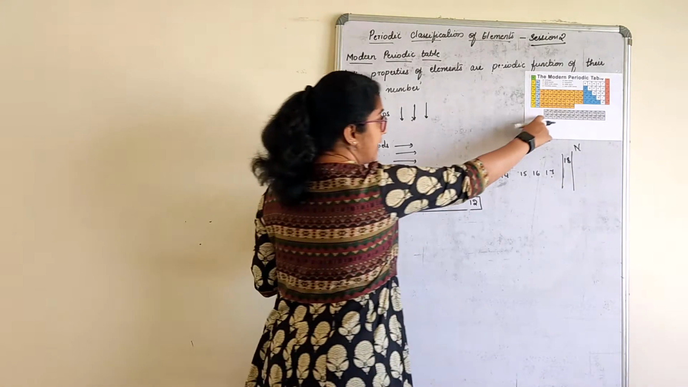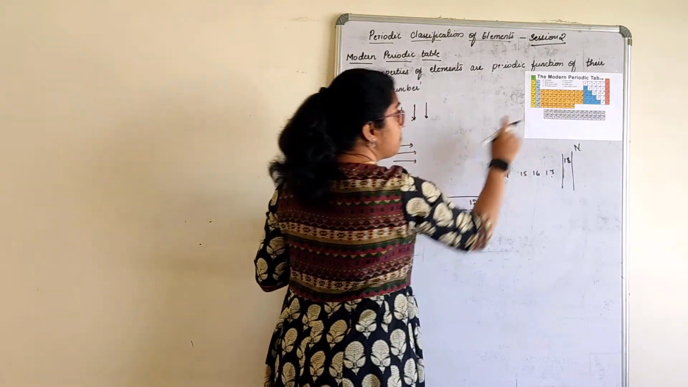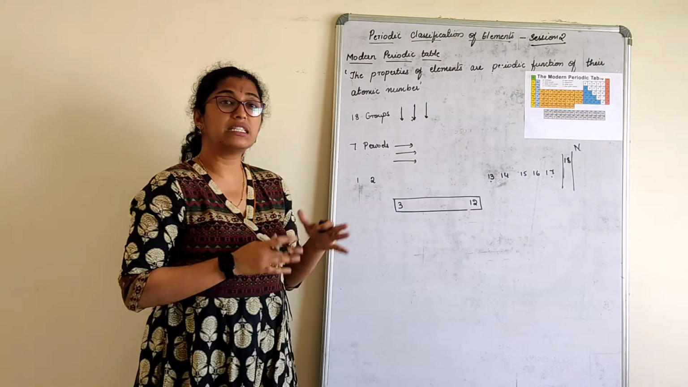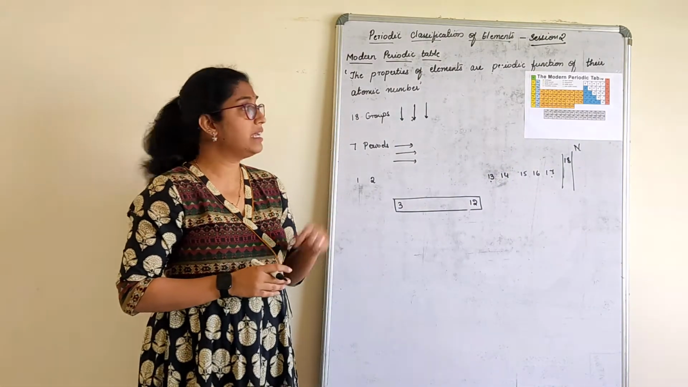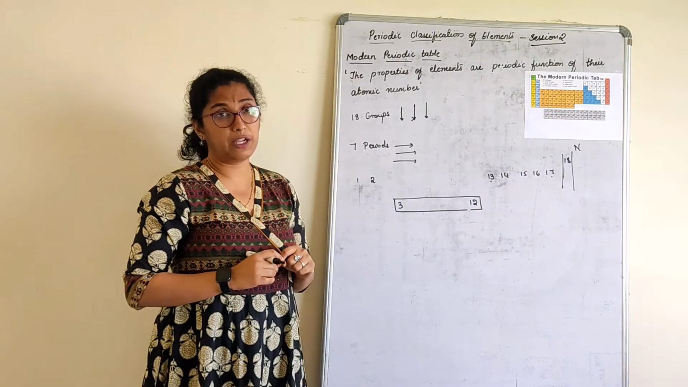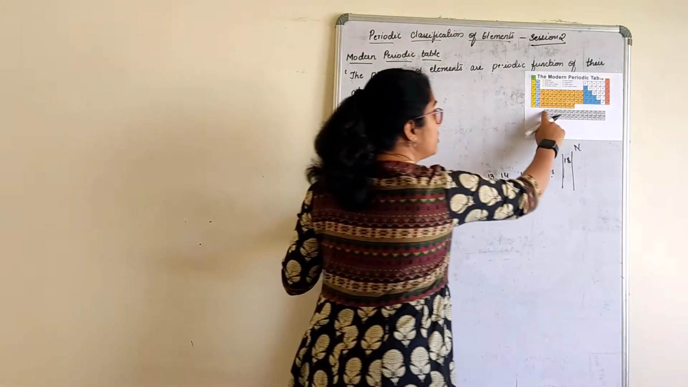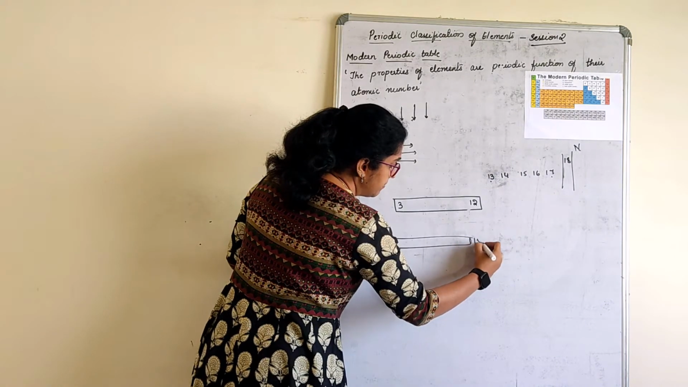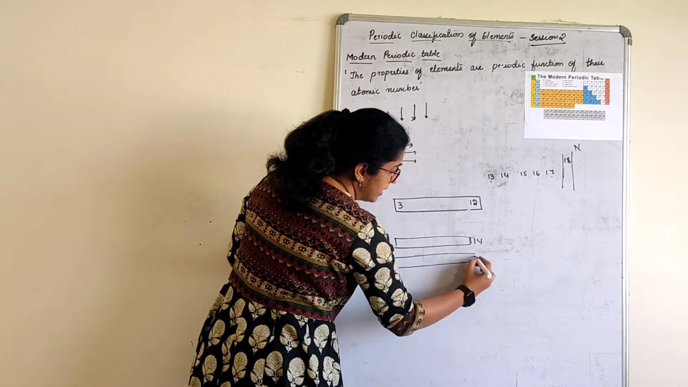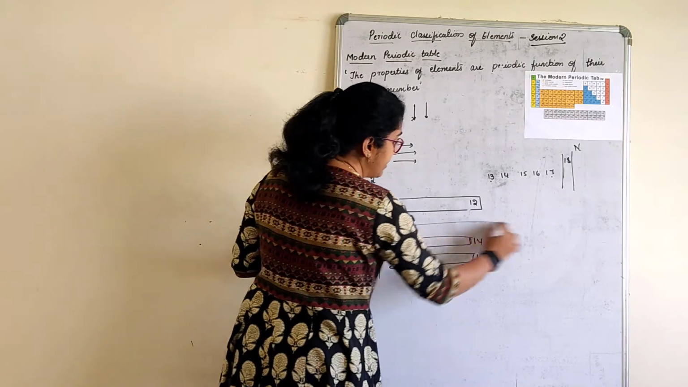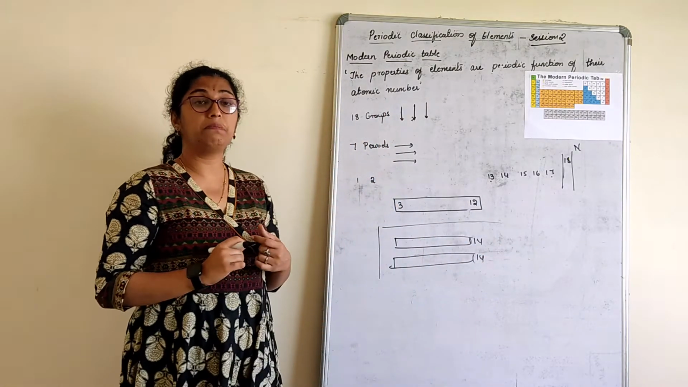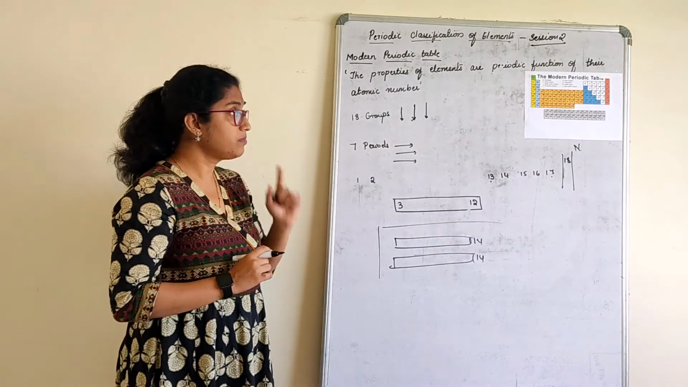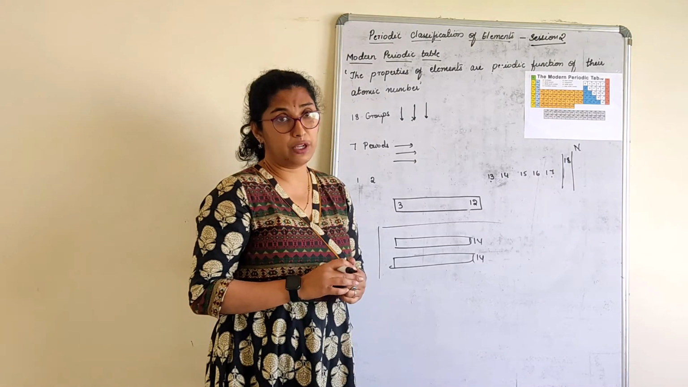Then you can see that there are some more elements which are placed in this manner, separated from the periodic table. That is not a part of the periodic table. There are 14 such elements here, right? So 14 elements here as well as 14 elements here, which are separated in the periodic table, but it is not a part of the periodic table. Now why is it not a part of the periodic table?